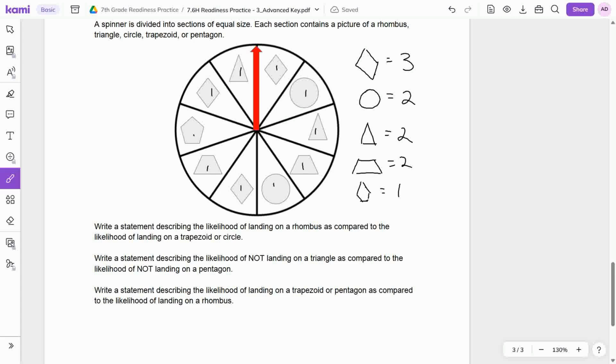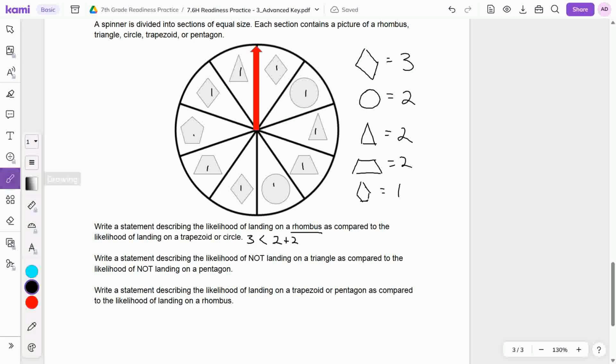All right, so we're going to write some statements here. The likelihood of landing on a rhombus as compared to likelihood of landing on a trapezoid or circle. So a rhombus is 3, and trapezoid is 2, and circle is 2. So we could say it's less likely. So that's going to help us.